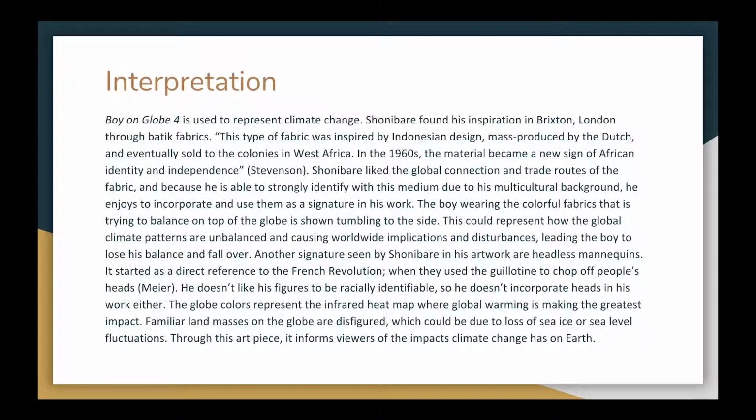Another signature seen by Shonibare in his artworks are headless mannequins. It started as a direct reference to the French Revolution, when they used a guillotine to chop off people's heads. He doesn't like his figures to be racially identifiable, so he doesn't incorporate heads in his work either. The globe colors represent the infrared heat maps where global warming is making the greatest impact. Familiar land masses on the globe are disfigured, which could be due to loss of sea ice or sea level fluctuations. Through this art piece, it informs the viewers of the impacts climate change has on Earth.